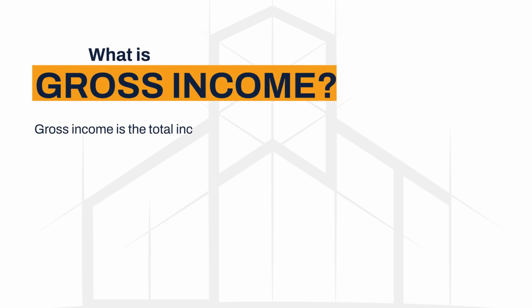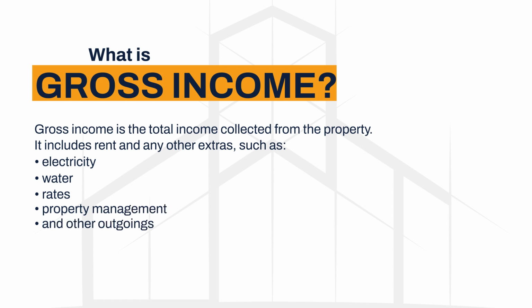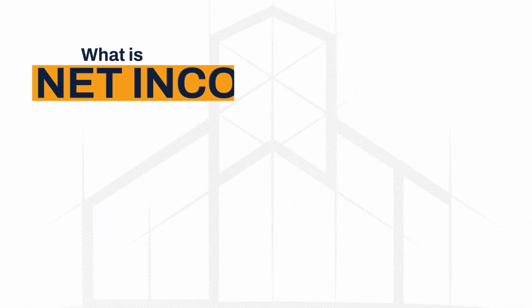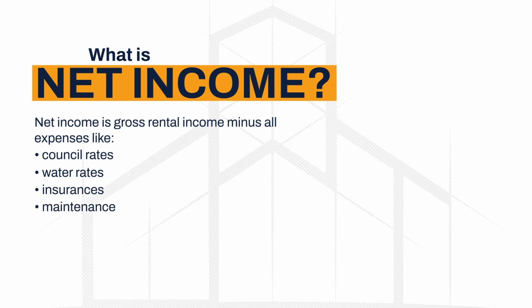So what exactly is the difference between gross and net income, and why is it so important when calculating your yield? Gross income is the total income collected from the property. It includes rent and any other extras, such as the payment for electricity, water, rates, property management, and other outgoings if the tenant is paying them. Net income is the gross rental income minus all expenses like council rates, water rates, insurances, maintenance, and property management expenses. It's the amount the owner receives after all expenses have been paid. This excludes your mortgage repayments, however.